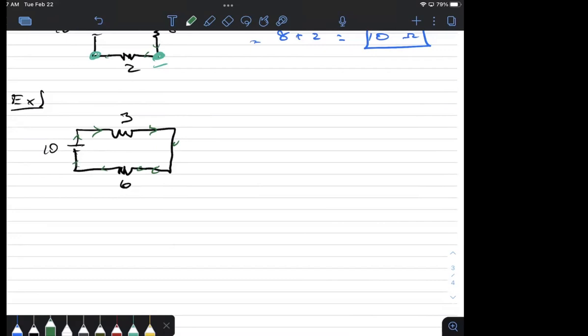And that's what's nice about this. It's easy for me to trick people. It's very tempting to say this is parallel, first of all, because it's drawn so that the resistors look like they're parallel to each other.